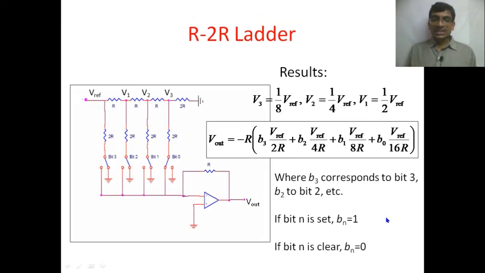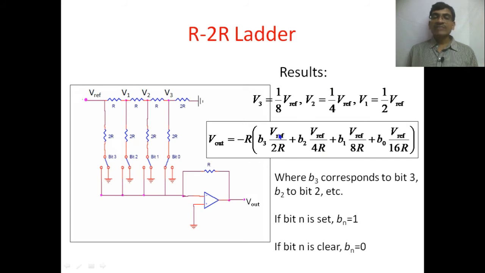Okay, so in this equation, if you take the R common in the denominator section and then cancel, then V out is equal to minus of B3 into V reference by 2, B2 into V reference, and also we can take the V reference common, right?